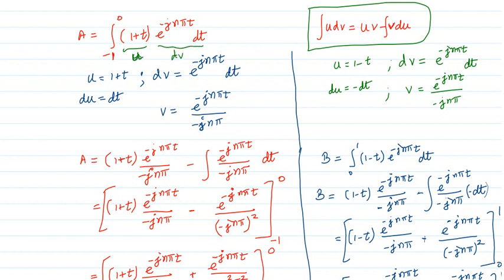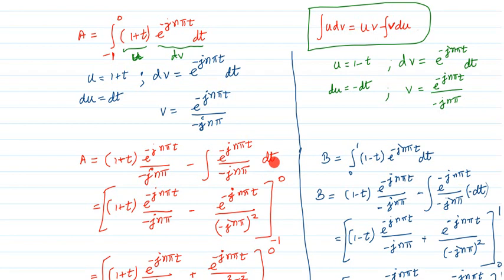Okay, then only I can use this relation u dv. So dv is equal to this term. I need v, which means I will integrate this term. On integrating, I will get this. Then A is equal to integral u dv, which is uv minus integral v du.